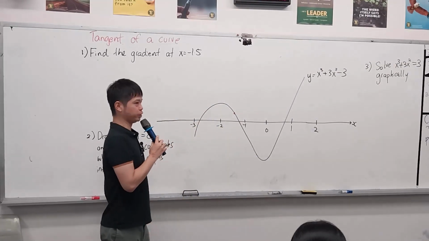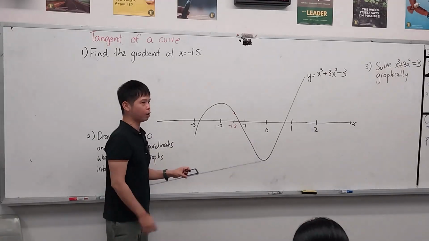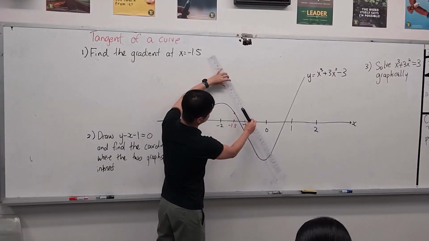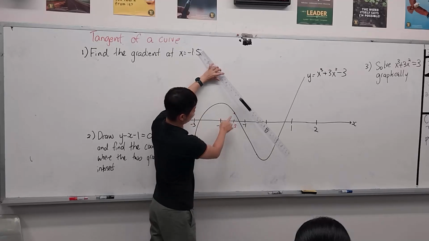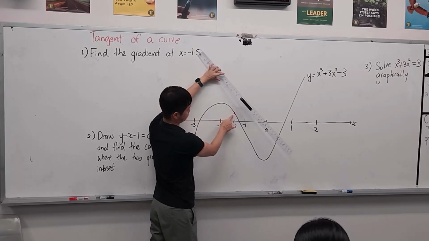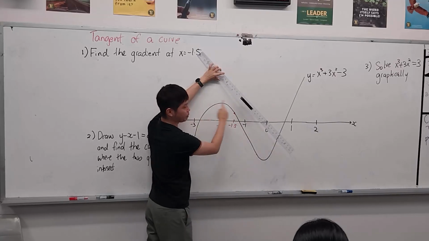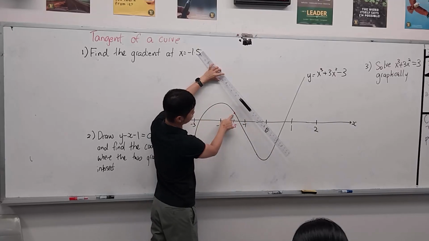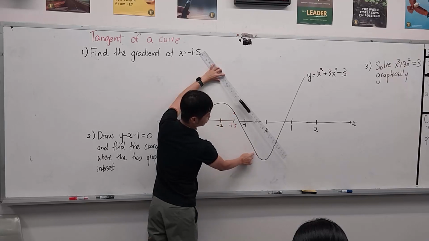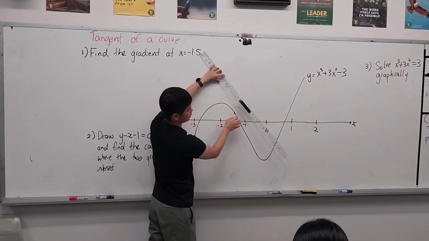Alright, so now how do we draw a tangent? What you do is you need a long ruler. So I'm going to draw a line that touches the curve at only one point over here. Now I purposely chose a cubic graph because it's a bit more complex. So let's fix our eyes here first. Don't worry about these points and these points first. Just fix our eyes here.